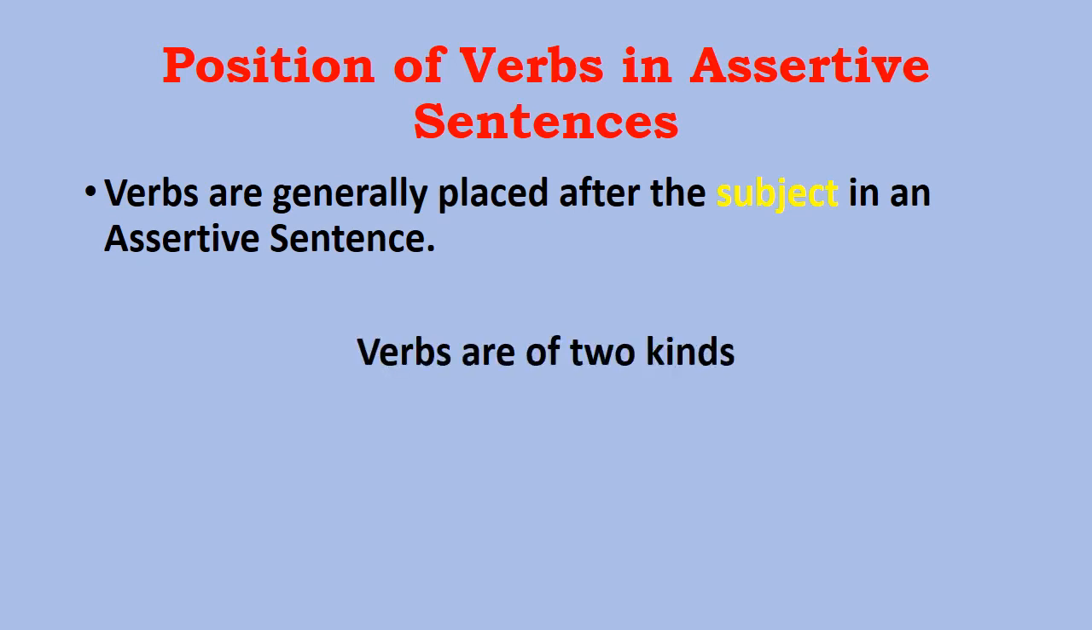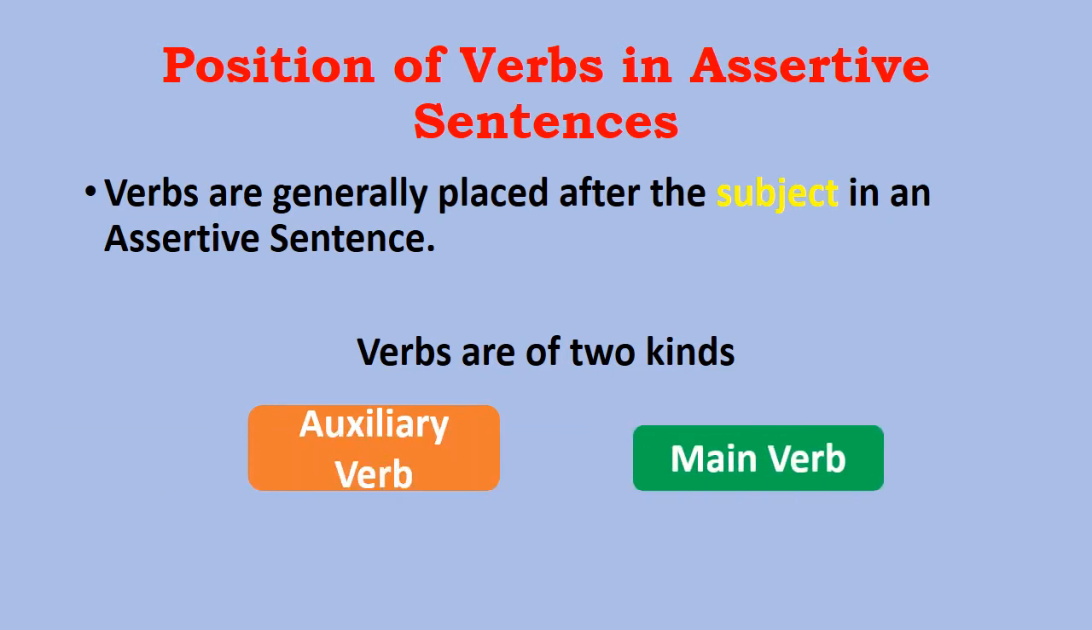Verbs are of two kinds. First is auxiliary verb, which consists of am, is, are, was, were, will, shall, have, has, had. And the main verbs, which are generally the action verbs. But sometimes the auxiliary also can act as the main verb. So don't think that main verb means it has to be some action word. Sometimes it can be an auxiliary also. Keep this in your mind.